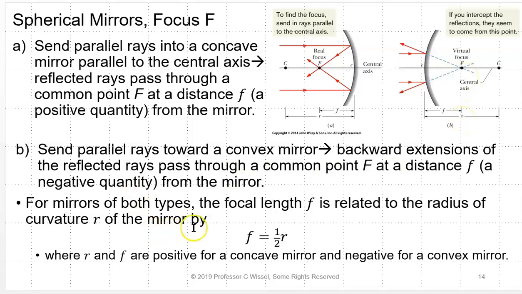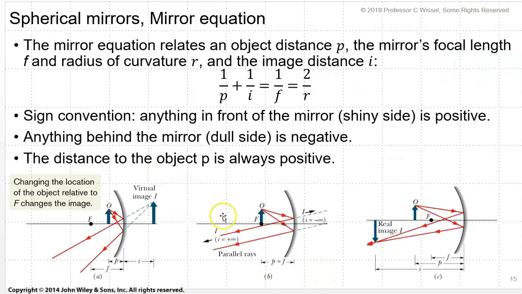For mirrors of both types, the focal length is related to the radius of curvature of the mirror by f equals 1/2 R, where R and f are positive for concave mirrors and negative for convex mirrors. Okay, now the mirror equation. The mirror equation relates an object's distance p, the mirror's focal length f, and the radius of curvature R, and the distance to the image i. And it is 1/p plus 1/i equals 1/f, and that also equals 2/R. Now, this will be useful for the lens too. This one is only for mirrors.